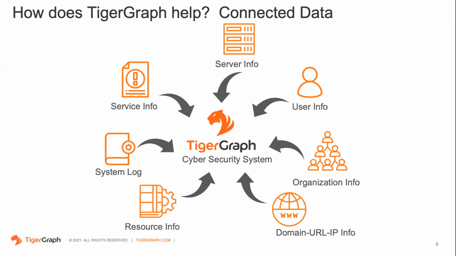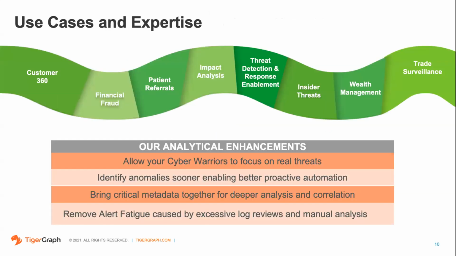We allow you to look at the resource information, the server information, user information, organizational information. We bring all of that together and provide you the ability to answer these different use cases. So when you think about what you can really get out of something like TigerGraph, you can do anything according to this, such as insider threat detection. You can do impact analysis. You can start looking for financial fraud. You can start looking for trade surveillance and understanding what are people doing and how are they trading? Are they fitting within the regulatory compliance requirements that are set for your organization?